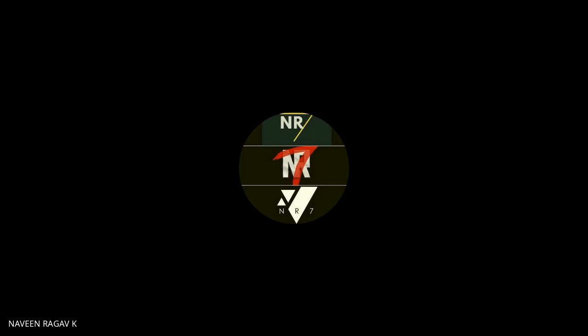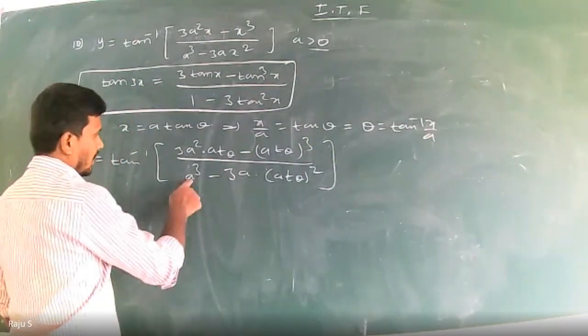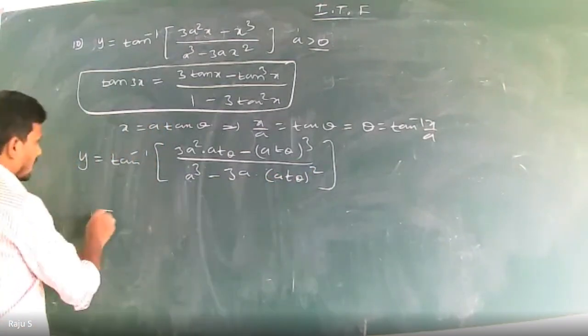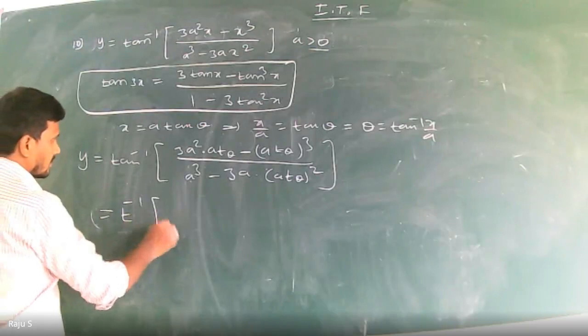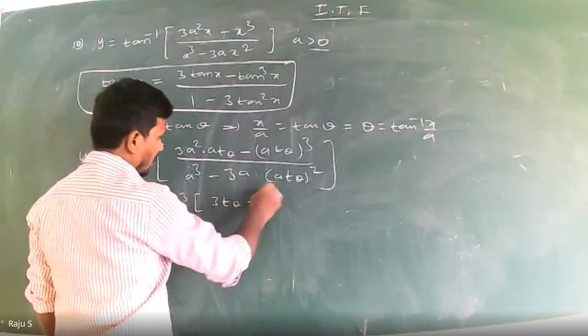A square into A gives A cube. A cube common in the numerator: A cube, A into A square, A cube. So you can take A cube common. So tan inverse of A cube here, remaining is 3 tan theta minus tan cube theta.